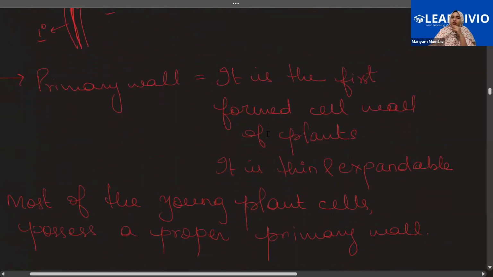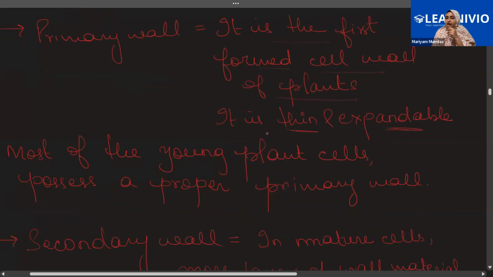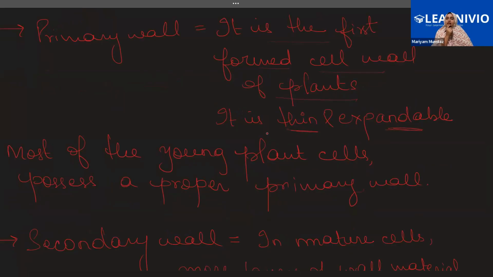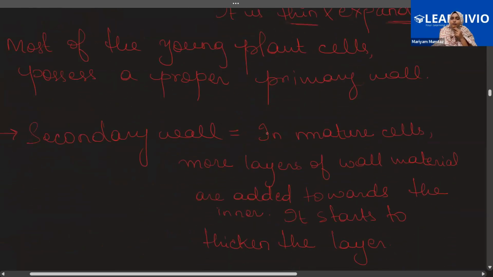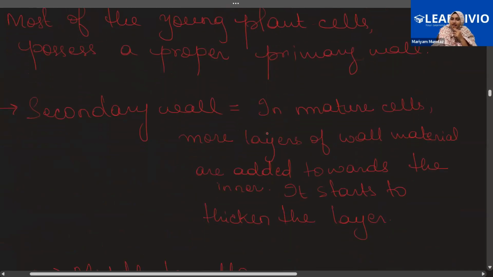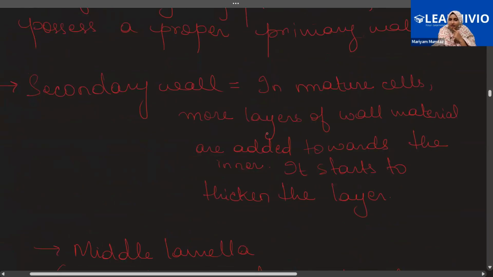Talking about the primary cell wall, it is the first formed cell wall of plants. It is thin and expandable. Most of the young plants possess a primary cell wall. It will be soft and thin. Now, in the case of mature cells, they will have one more layer of wall, that is the secondary wall, and it is thicker than the primary wall.